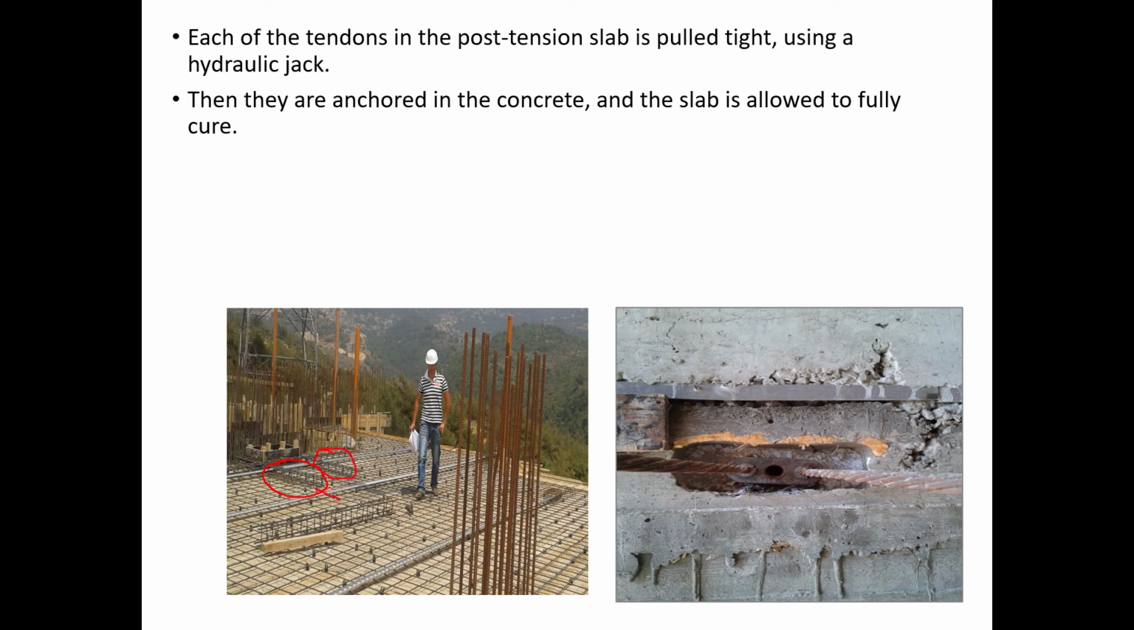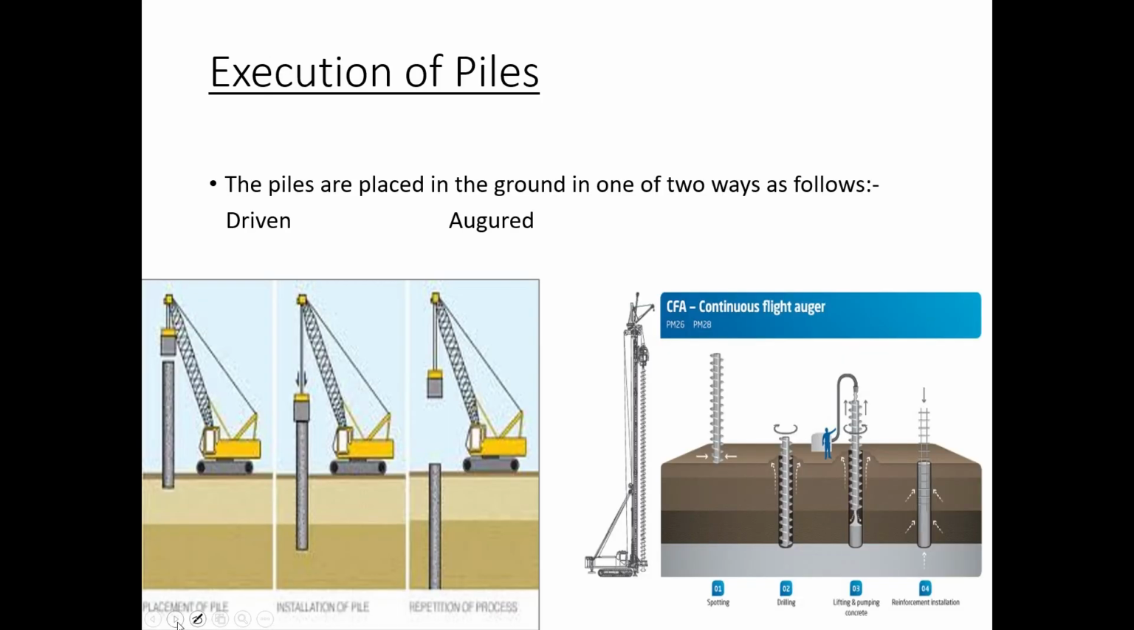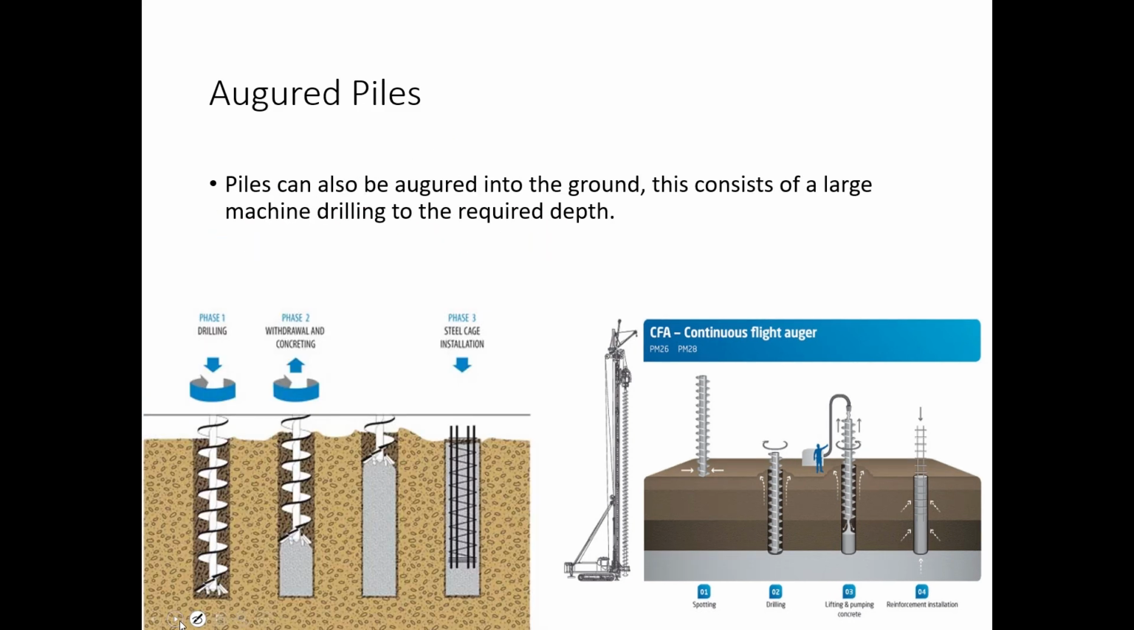We must use stud rail, but in case we don't find stud rail, we can move to this type of connection or detailing for punching shear. We are also going to explain the execution of piles and the difference between these two types of piles. So for the time being, this is all for the second introduction.